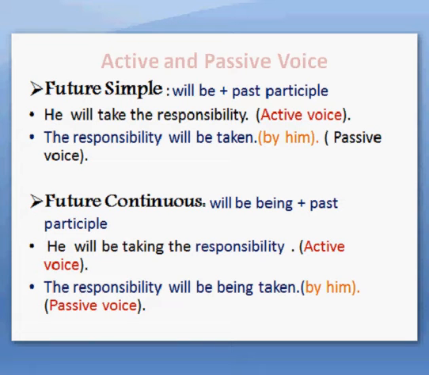For the future continuous tense, use will be being plus past participle. For example, he will be taking the responsibility. This is active voice. The responsibility will be being taken by him. This is passive voice.